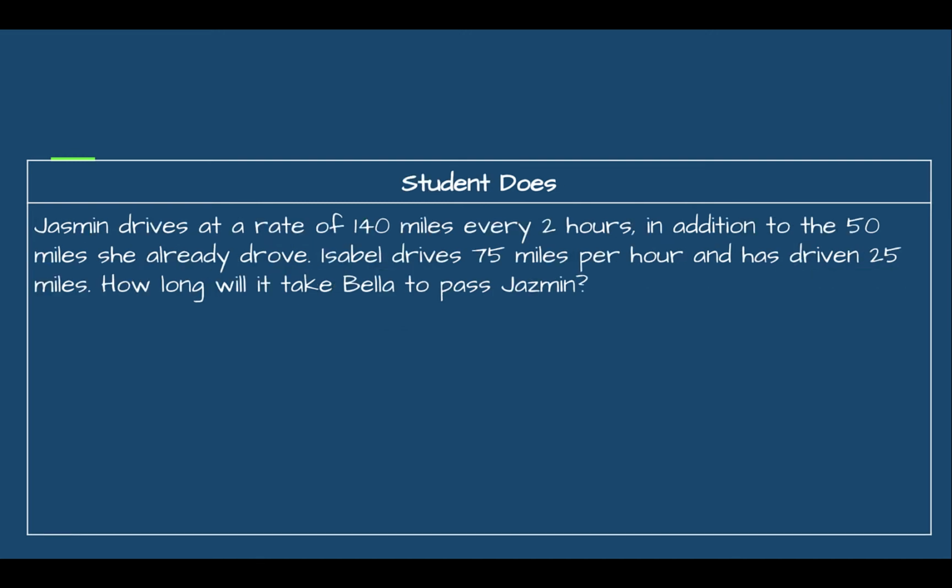Now it's your turn again. Pause the video, read through the situation, and come up with your equations. Then how long will it take Bella to pass Jasmine?